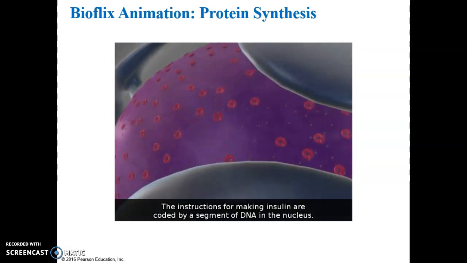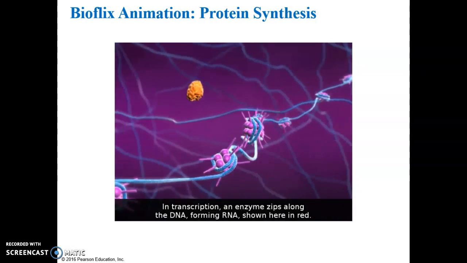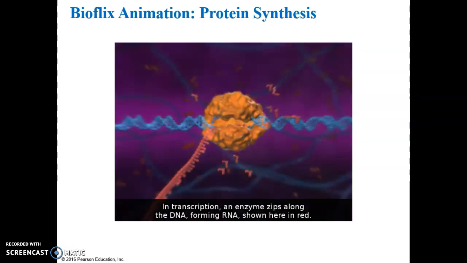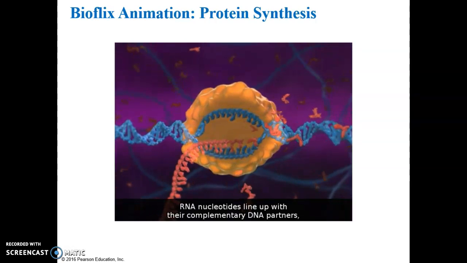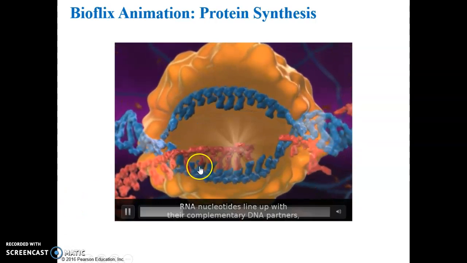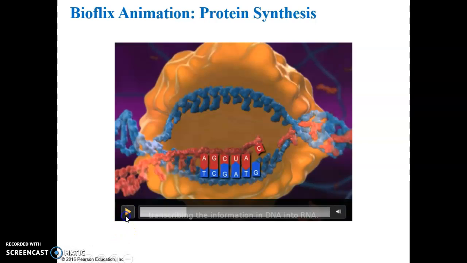The instructions for making insulin are coded by a segment of DNA in the nucleus. In transcription, an enzyme zips along the DNA, forming RNA, shown here in red. RNA nucleotides line up with their complementary DNA partners, transcribing the information in DNA into RNA. And that enzyme is RNA polymerase.